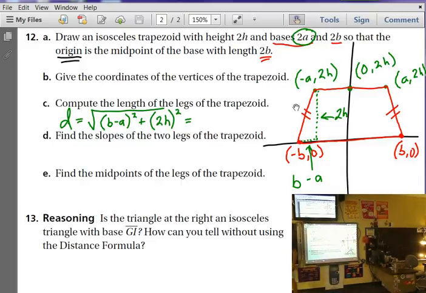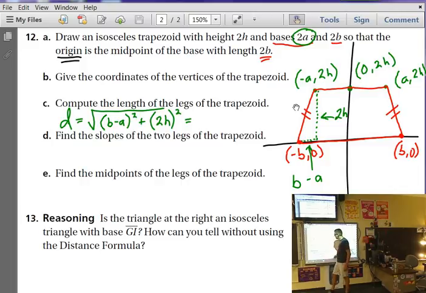So we take the firsts, b times b, and we get b squared. We take the outers, b times negative a, negative ba. We take the inners, negative a times b, negative ba. We take the lasts, negative a times negative a gives me positive a squared. I combine my like terms, and I have the negative 2ba, and this really ends up being b squared minus 2ba plus a squared.